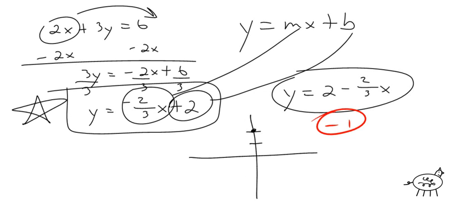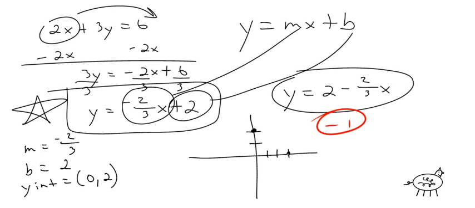I go up 2, right? Oh, sorry, my slope is negative 2/3. The value of b is 2, and my y-intercept is (0, 2). So we plot (0, 2) here, and then it's down 2 and over 3. Down 2 and over 3. And it's a negative slope, and sure enough, when you graph it, it is a negative slope. Not a very straight line, but that's okay. All right, that's not too bad.